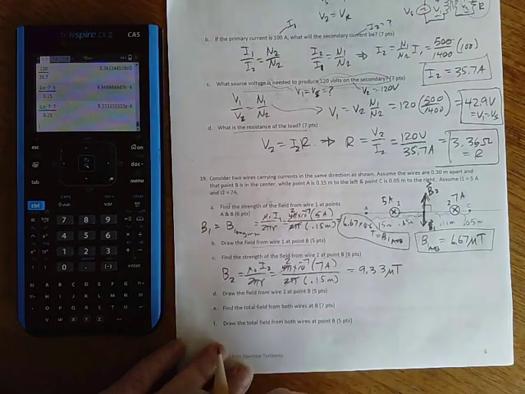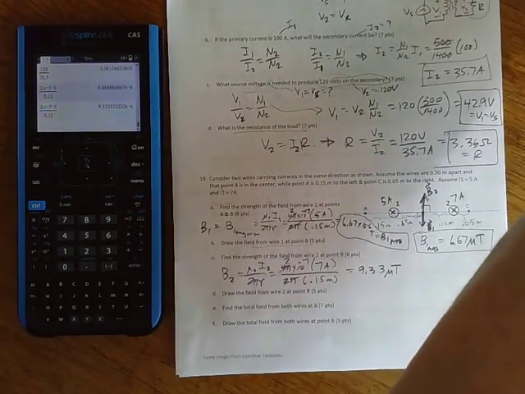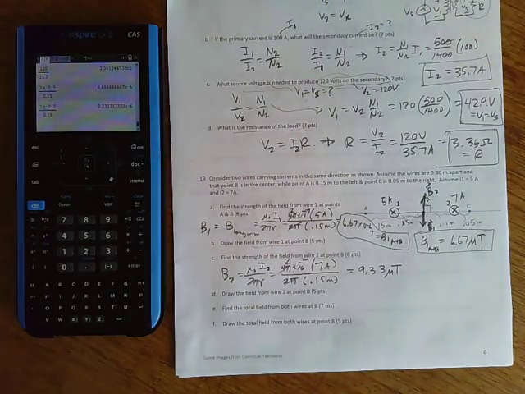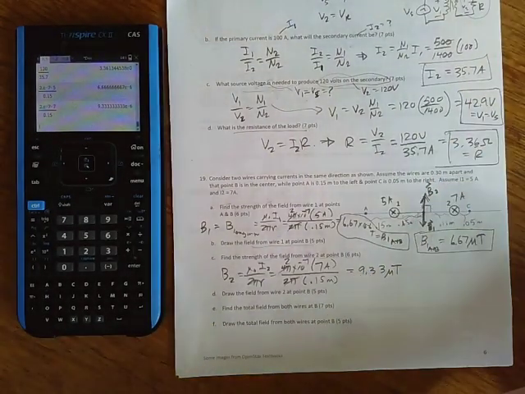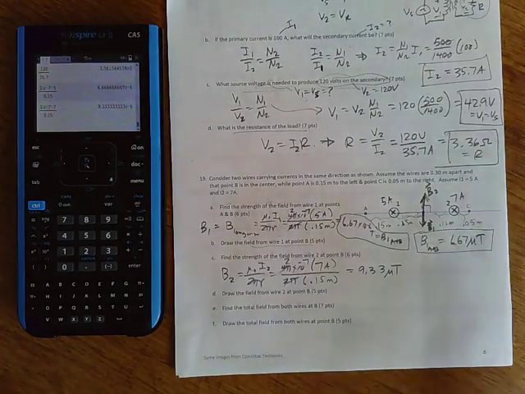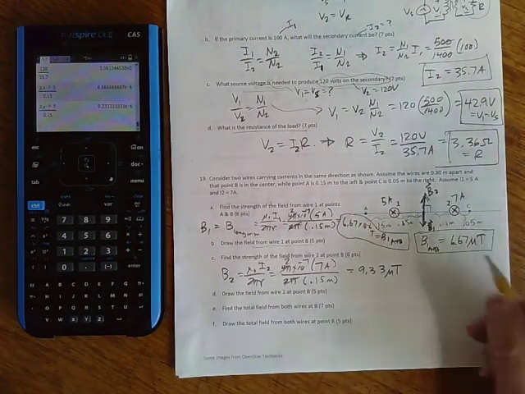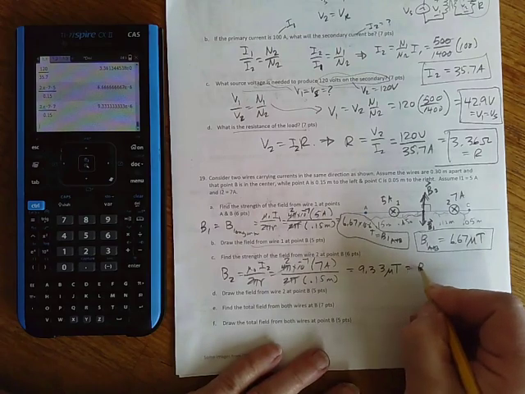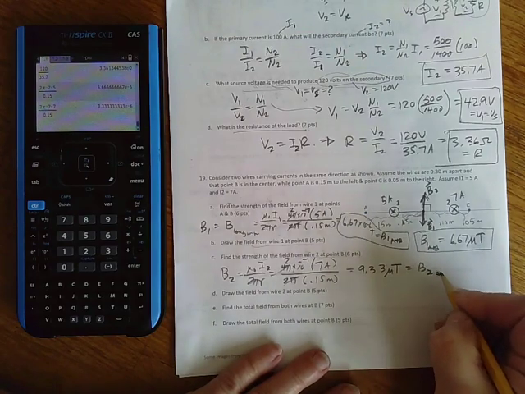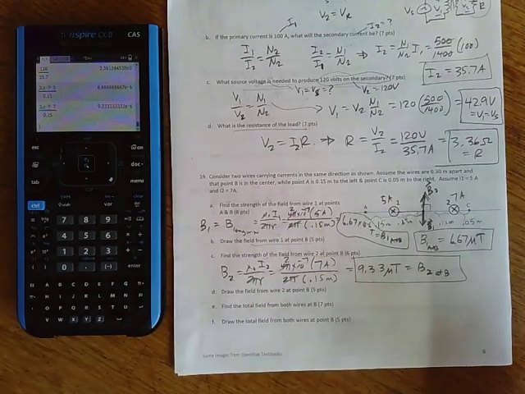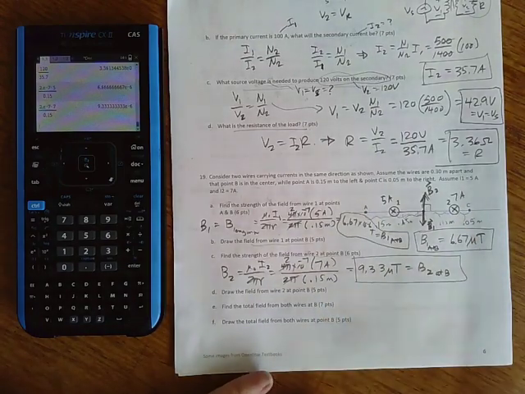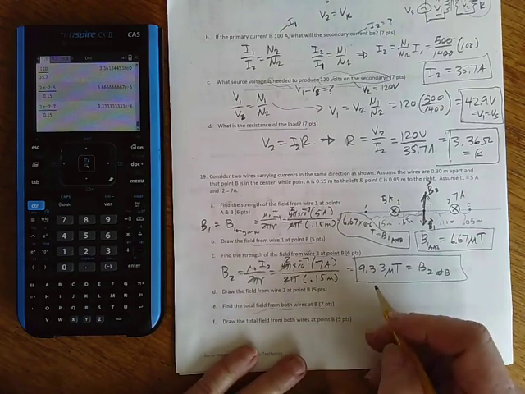microteslas. Let me just check those numbers too. Okay, hopefully I did those right. They seem fairly similar. Okay. Draw the field, I already did. Find the total field from both wires.